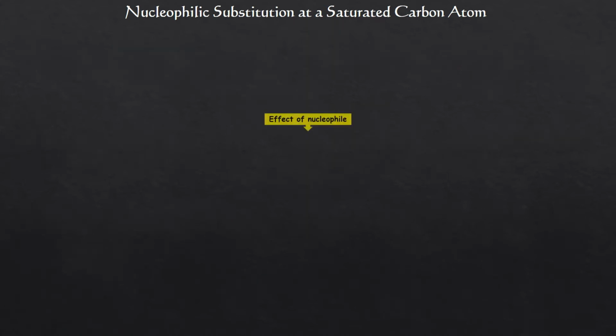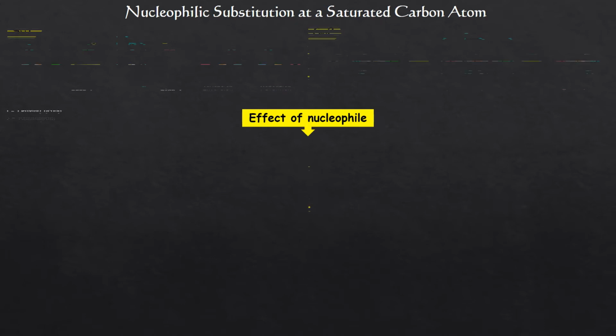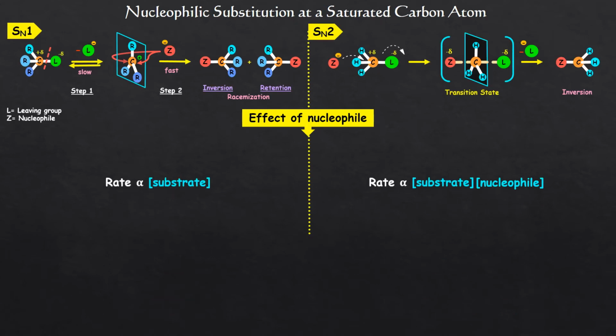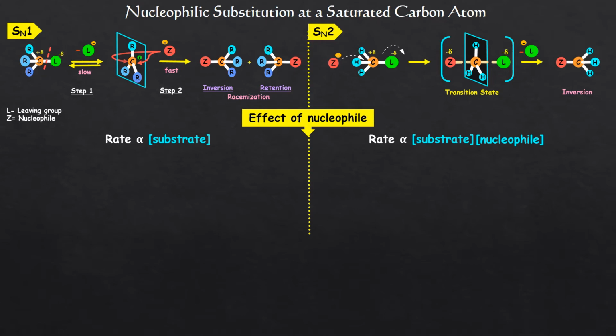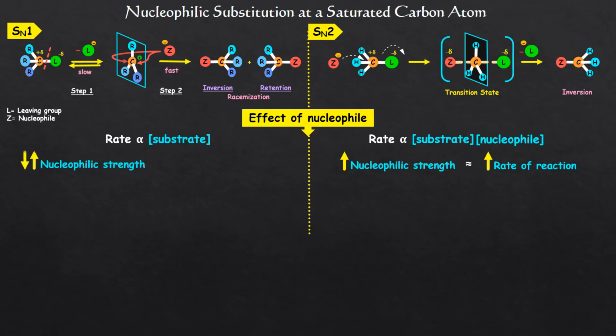Next factor is the effect of nucleophile. To understand this aspect, once again we have to remember the rate expression of both these mechanisms. In SN2, rate depends on the concentration of nucleophile, so increasing nucleophilic strength will increase the rate of the reaction. While in SN1, rate does not depend on the nucleophile, so increasing or decreasing the strength of the nucleophile will not affect the rate of the reaction.